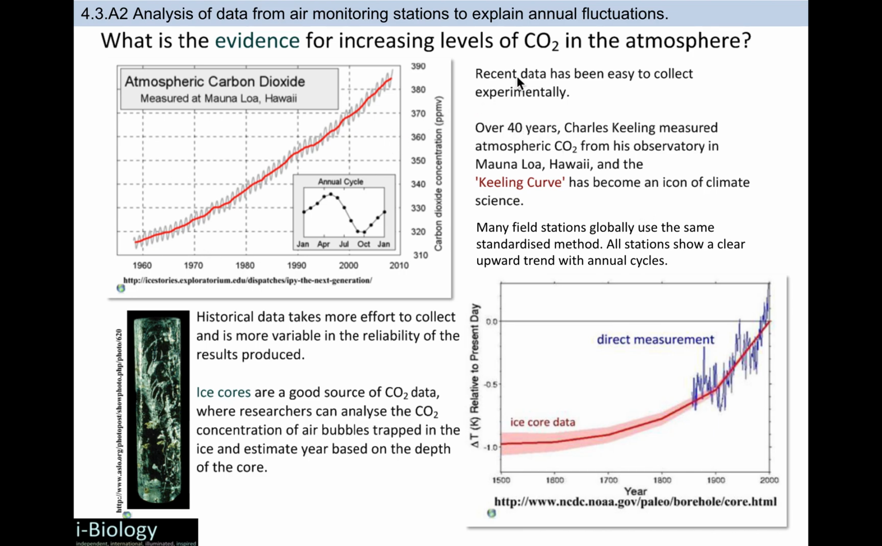So here you can see a picture that's very famous. Over the past 40 years, Charles Keeling has measured atmospheric CO2 from his observatory in Mauna Loa, Hawaii. It is called the Keeling curve, and you have seen it a lot when people are trying to show evidence for global warming being connected to carbon dioxide concentration. In this graph, you can see time, and the dependent variable is the amount of carbon dioxide in the atmosphere, measured in parts per million.